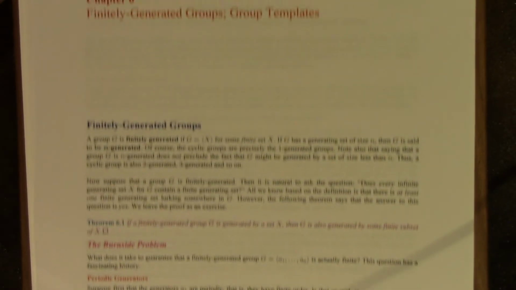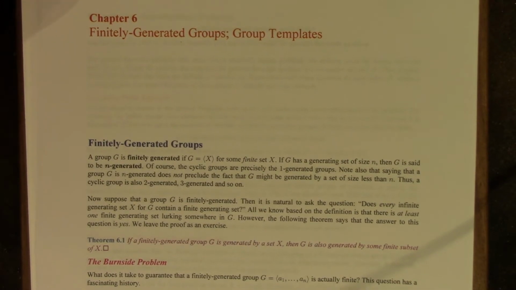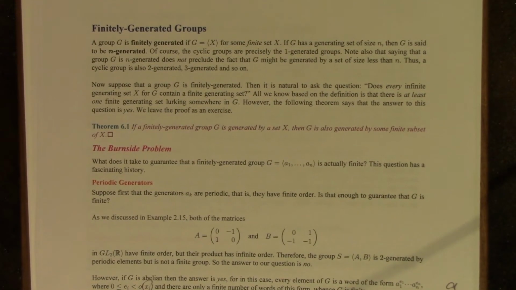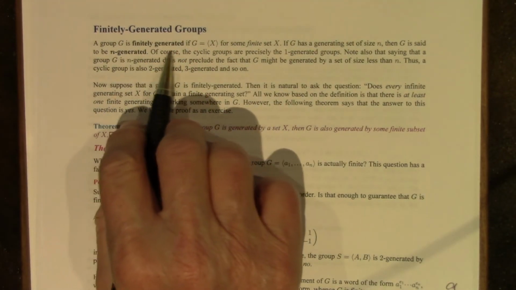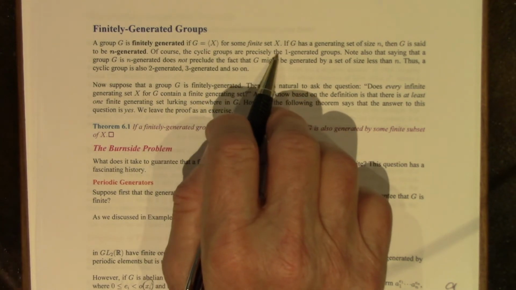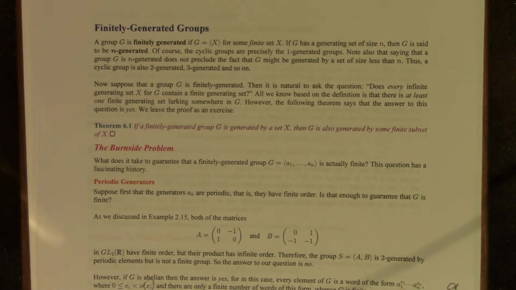We are now ready to start chapter 6 of the book, Finitely Generated Groups, and also group templates. Well, first we begin with a rather obvious definition. A group G is finitely generated if it is generated by some finite set. If G has a generating set of size n, then we will say also that G is n-generated. So the cyclic groups, for example, are precisely the one-generated groups.